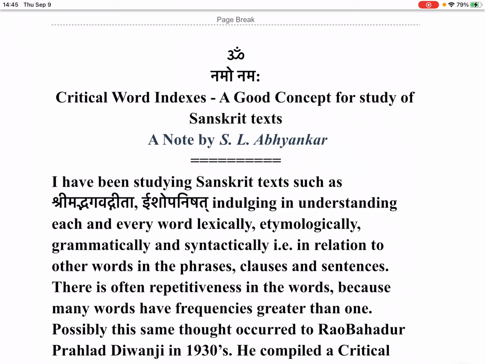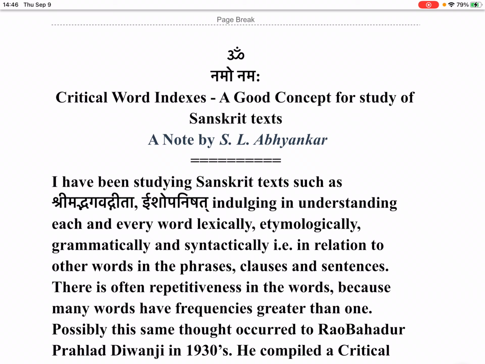I have been studying Sanskrit texts such as Srimad Bhagavad Gita, Ishopanishad, indulging in understanding each and every word lexically, etymologically, grammatically, and syntactically, that is, in relation to other words in the phrases, clauses, and sentences. There is often repetitiveness in the words because many words have frequencies greater than one.